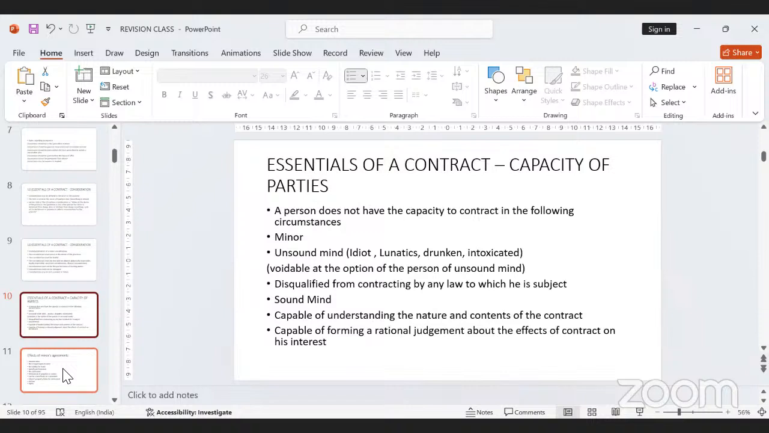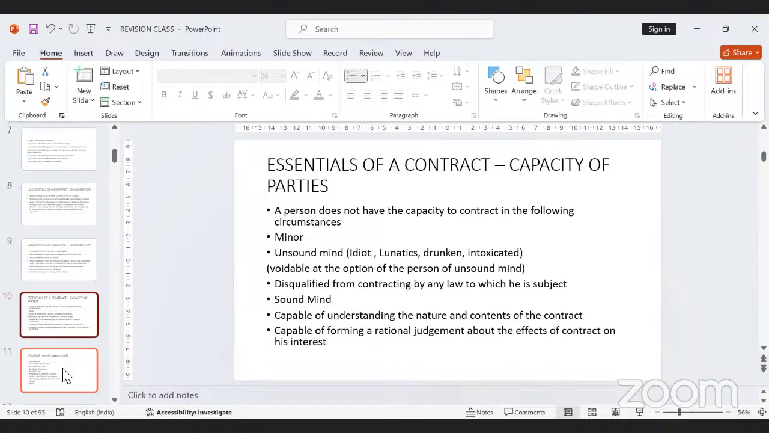Coming to idiots, no, if it has been medically certified that this person does not have any mental capability, any cognitive skills are zero, then at no point of time you can enter into a contract with that person. Right?